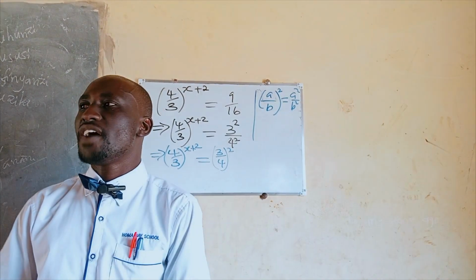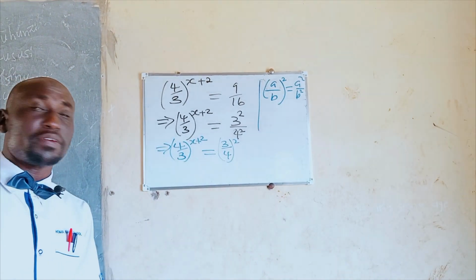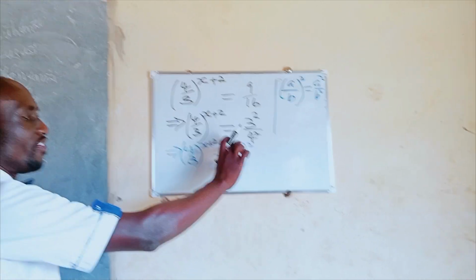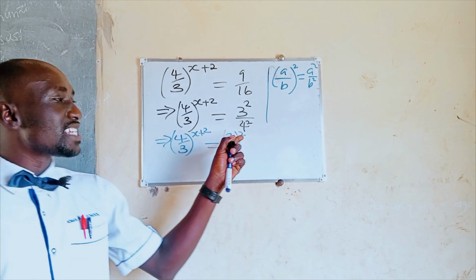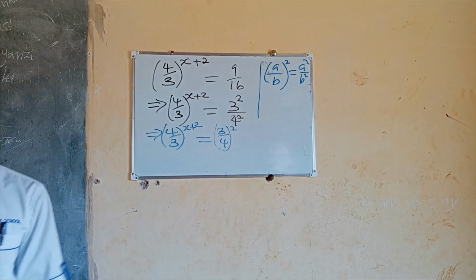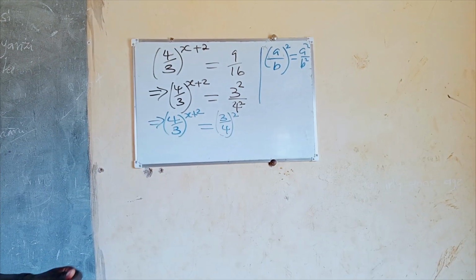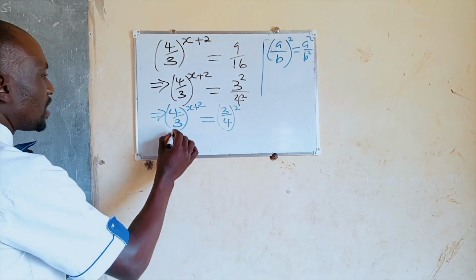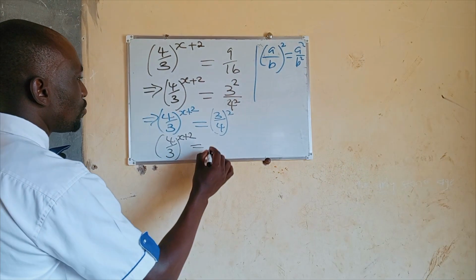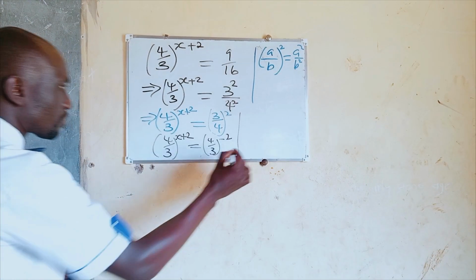Then we have something referred to as the reciprocal property of indices. The reciprocal property of indices dictates that if I find the reciprocal of the fraction that I have here, then there's something that I must do to the index. What do I do to the index? I negate the index. What that means is that if the index is negative, it changes to positive, and if it is positive, it changes to negative. And therefore, I will now have (4/3)^(x+2) is equivalent to (4/3) now raised to the power of negative 2.